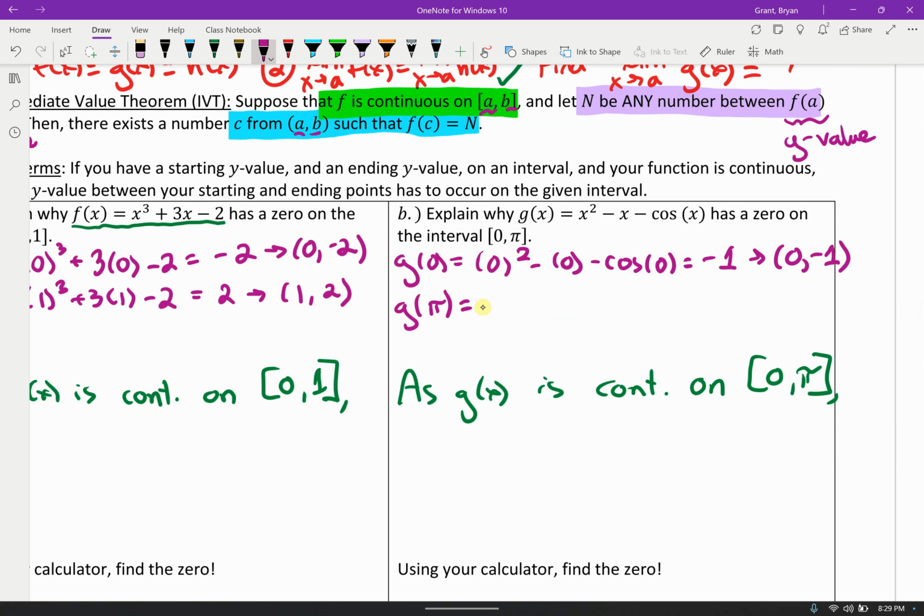And then g of pi. So we have pi squared minus pi minus cosine of pi. Now here things get a little murky because I'm not quite sure about this.